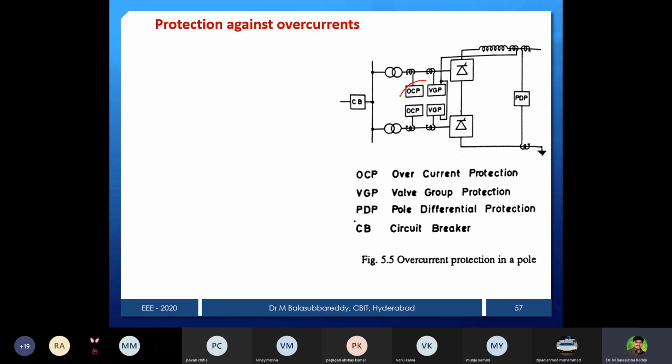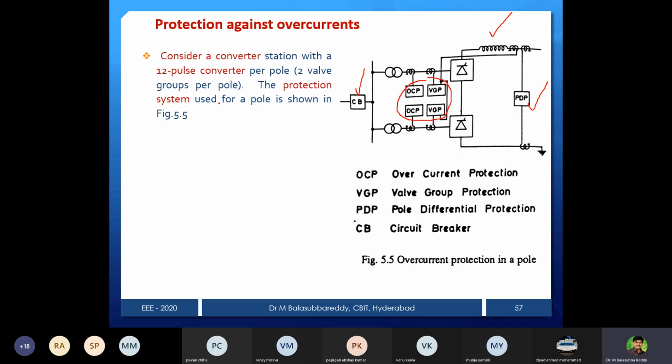Now the protection system, we can notice here there is an overcurrent protection, then valve group protection, and then pole differential protection, and this side is a circuit breaker and smoothing reactor. So a lot of protection equipment is there. They consider that, as I mentioned, as a 12 pulse converter, these protection systems are used.